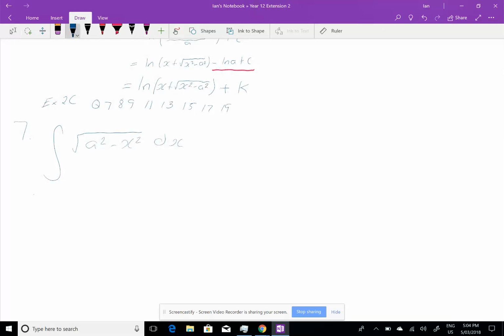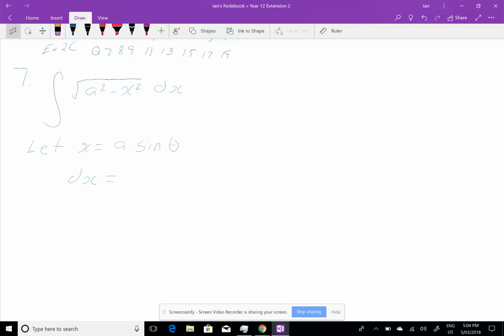So I'm going to let x equal a sine theta. Therefore, dx equals a cos theta d theta. The derivative of sine is cos, so I'm just going to get a cos theta. And that's why you tend to pick sine, because if you get cos, you're going to have a negative.